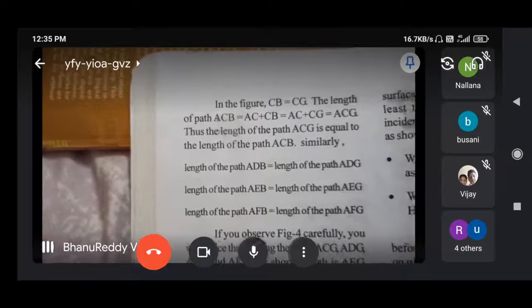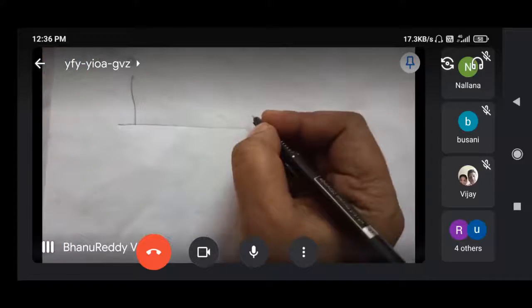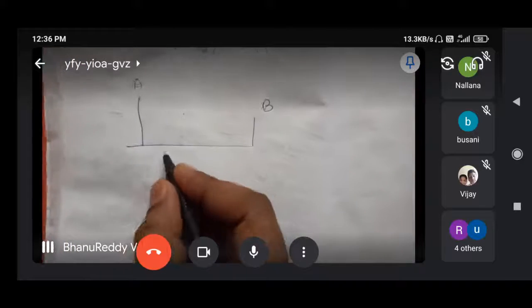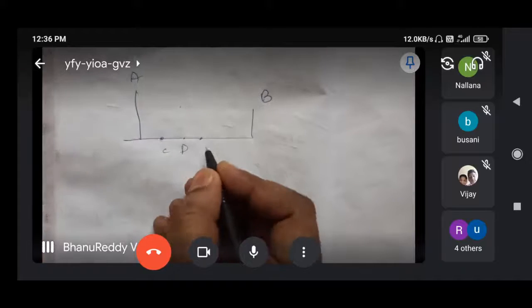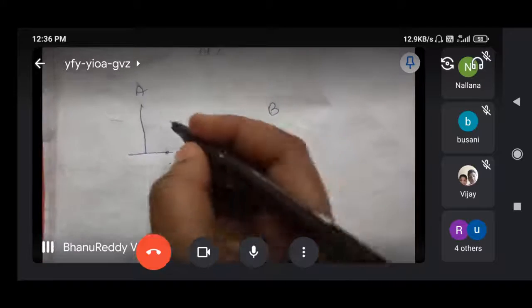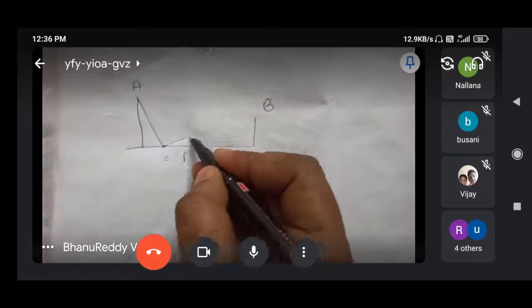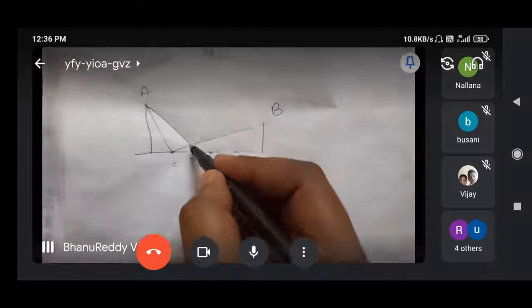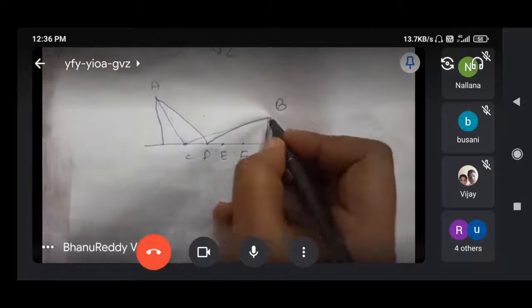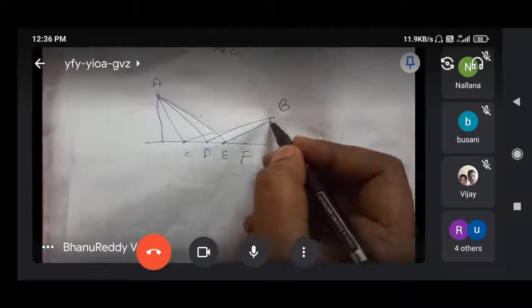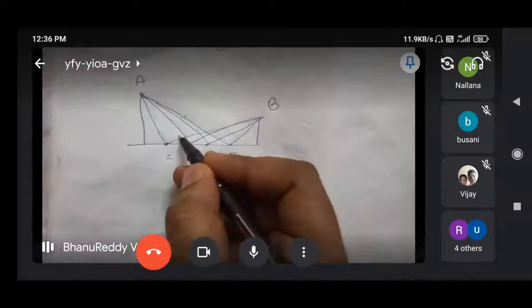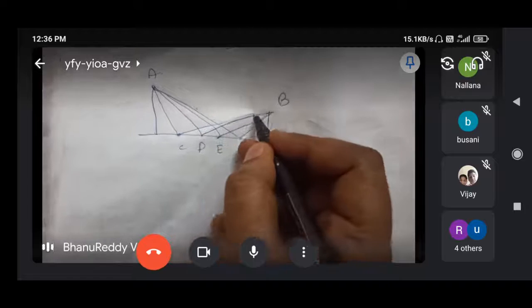Similarly, the length of the path ADB is equal to the length of the path ADG. In that manner, see here, we have to make duplicates of these. One tree we have at point A and another at point B. So here point C exists, here D exists, here E exists, here F exists. So A selects in this manner, or else it reaches point D and reaches point B in this manner, or else AFB in this manner. These are all the possible ways to reach point B.